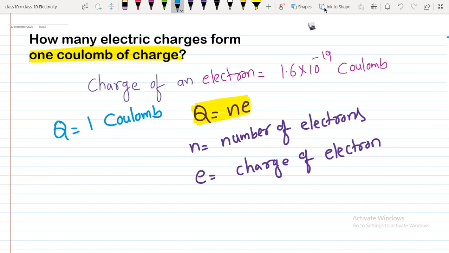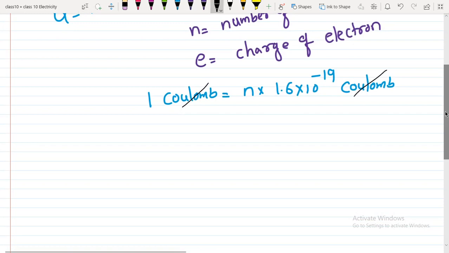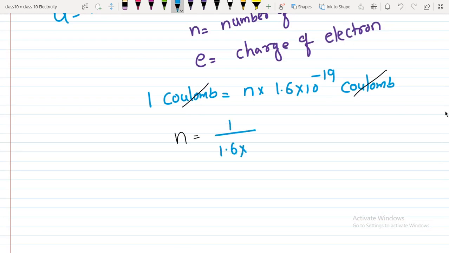So we can substitute that in this formula. 1 coulomb is equal to N, the number of electrons, times the charge of each electron, which is 1.6 times 10 power minus 19 coulombs. Both sides have coulombs as units, so you can cancel that and do the rest of the simplification to find N. Therefore N equals 1 upon 1.6 times 10 power negative 19.